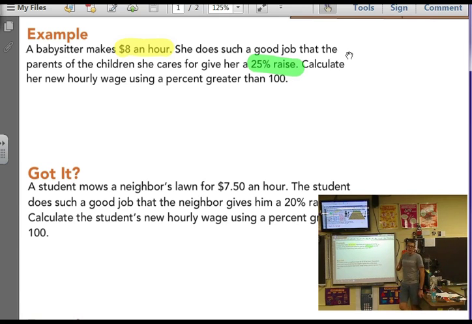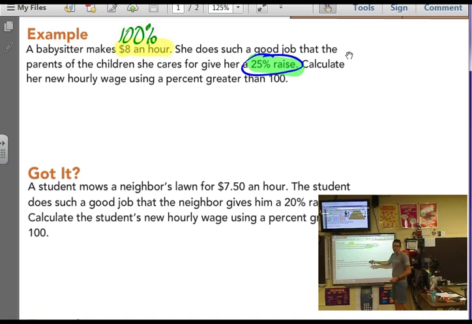So this kind of goes back to our percent change or percent error calculation. This is kind of like an error or change happening to the original 100%, because this $8 an hour is your original 100%. We're going to have a new value that is my new 100%, but that new value is an increase of 25.